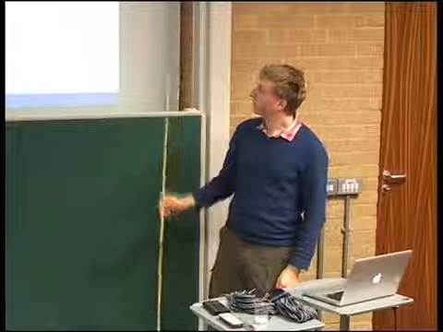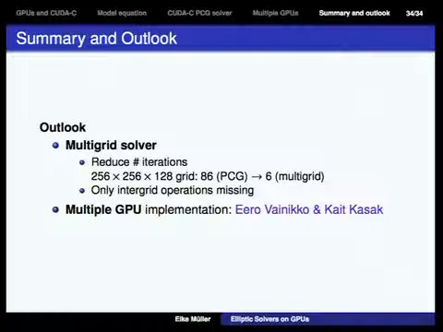Okay, just a brief outlook. What I've talked about so far is just a conjugate gradient solver. If we think about using multigrid, so at the moment on this grid, it took around 86 iterations using this conjugate gradient solver with this good preconditioner. With multigrid, we can probably bring it down to 6. I mean, that's what we've seen for this other code I wrote. So that's more than a factor of 10.